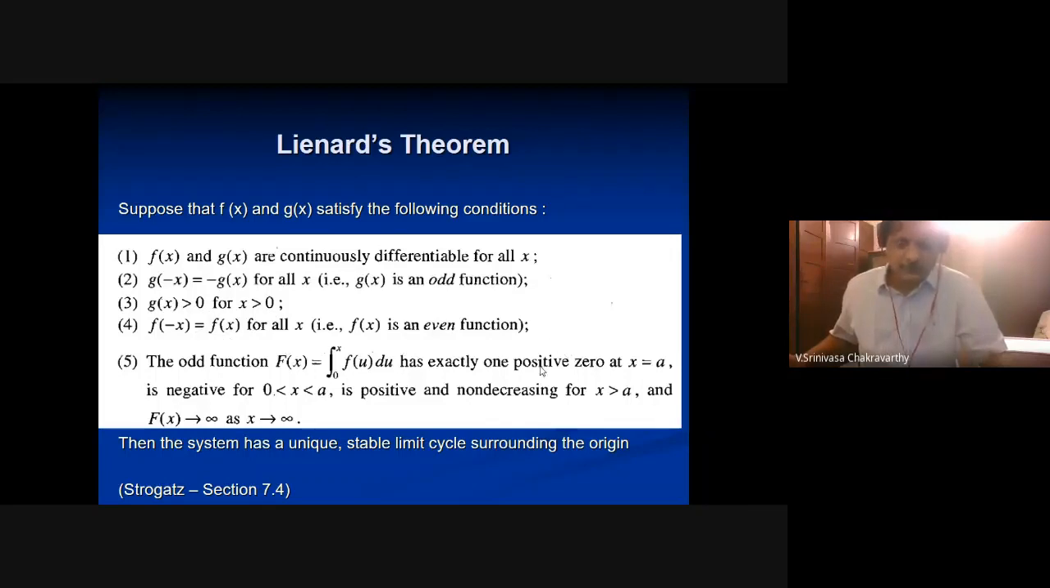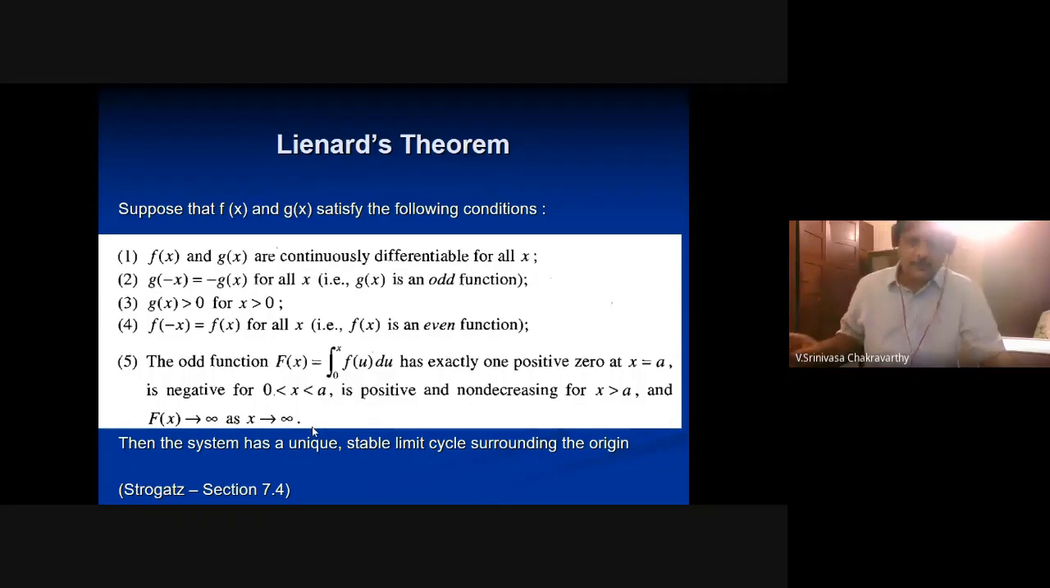That's another condition. Then if you take the indefinite integral of f of x, integral 0 to x of f of u du, this function, defined as capital F of x, should have exactly one positive zero at x equal to a, let's call it a. It will have one zero at a, and it will have one zero at 0 itself. You can easily see that here. Between 0 and a it should be negative, and it should be positive and non-decreasing for x greater than a. That means capital F of x should tend to infinity as x tends to infinity.